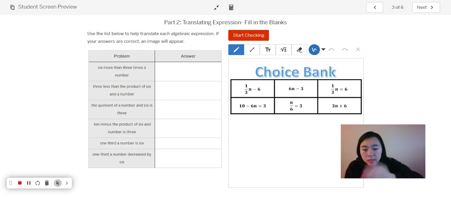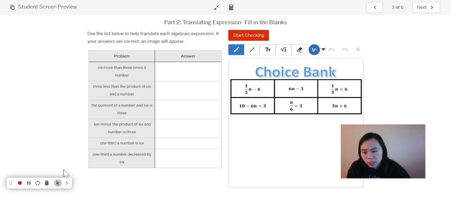More than, that's going to be something is being added. Less than, something's being subtracted from. Quotient is division. Product is multiplication. Decrease is subtraction. Increase is addition. So we should be pretty familiar with those keywords at this point. So let's take a look. Oh, and if something equals or if it is, then it's going to be an equal to sign.